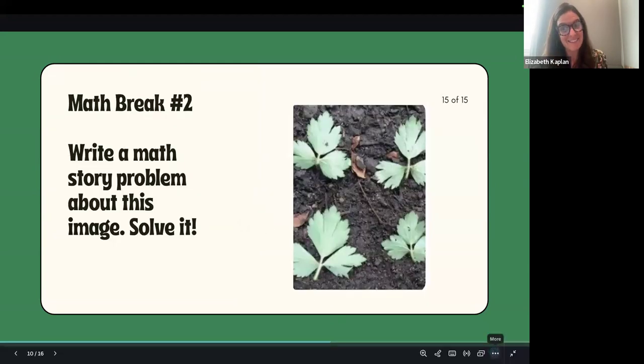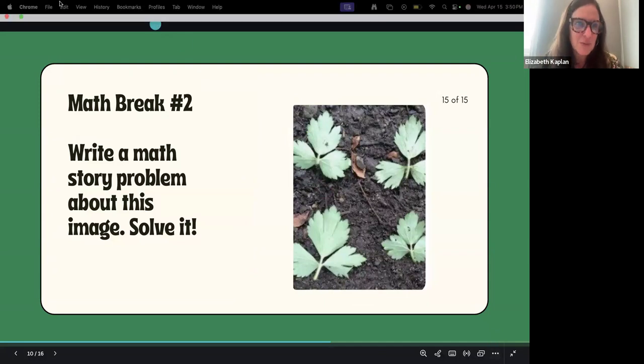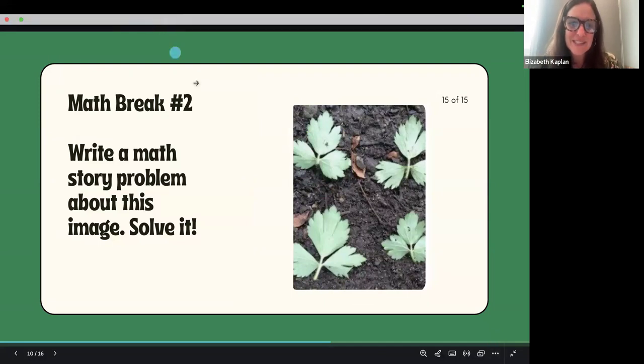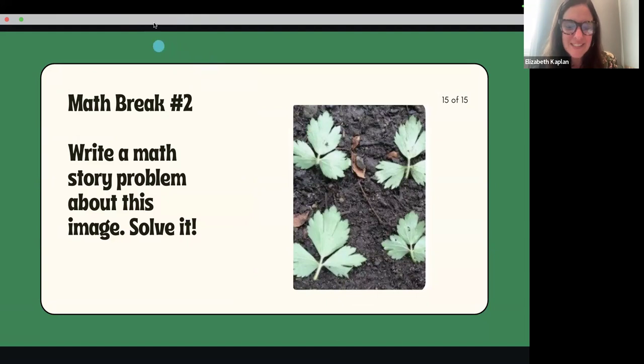So we're doing math again. This is a picture of, does anybody want to guess what leaves those are? I bet everybody can. We're all farm to school people here. We've got some parsley leaves, I think, parsley.